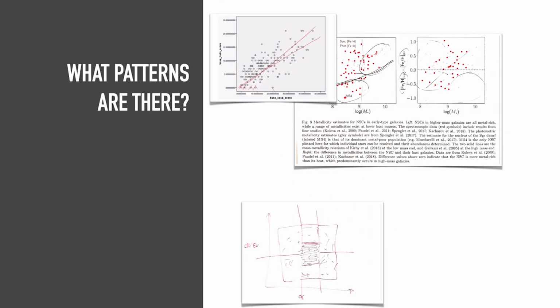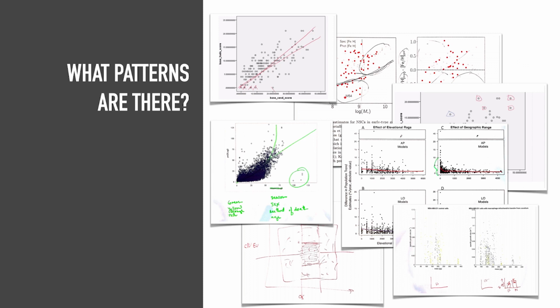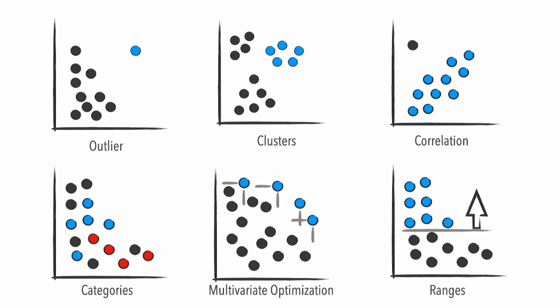To identify common patterns, we ran a formative study in which we interviewed domain experts that often work with scatterplots. We found that these experts were interested in outliers, clusters, correlations, categories, multivariate optimization, and ranges.